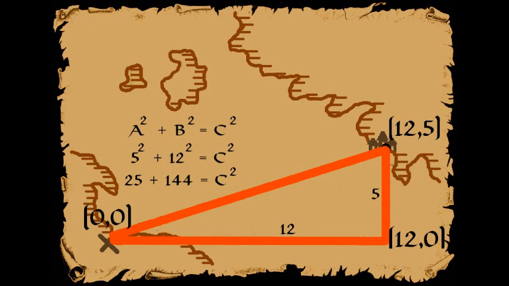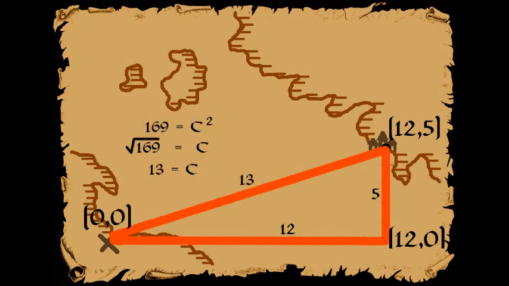If we square the distances and then add them together, we get the square of the hypotenuse. To find the length of the hypotenuse, simply take the square root. That will give us the distance between any 2 points on the coordinate plane.